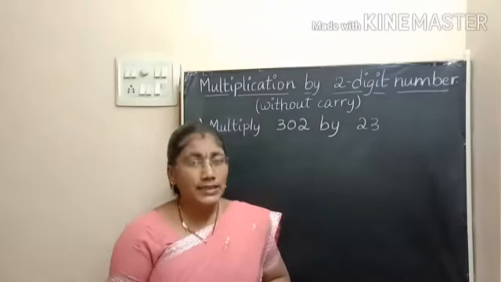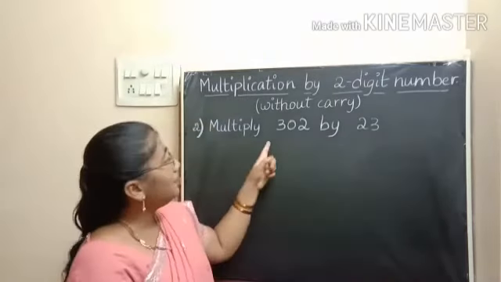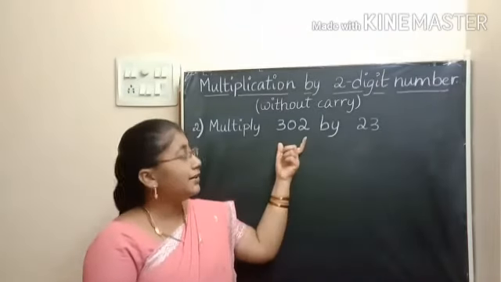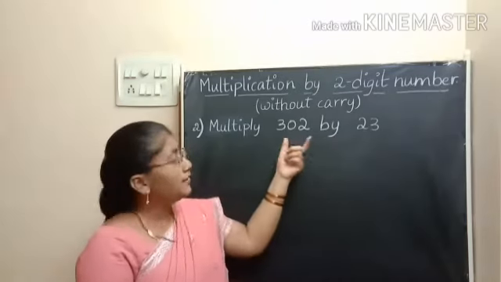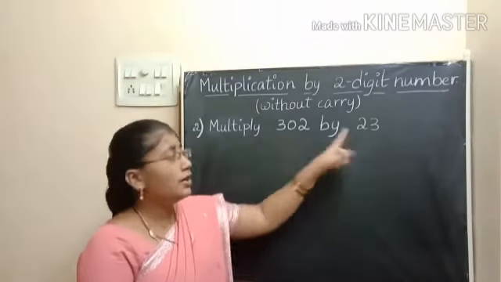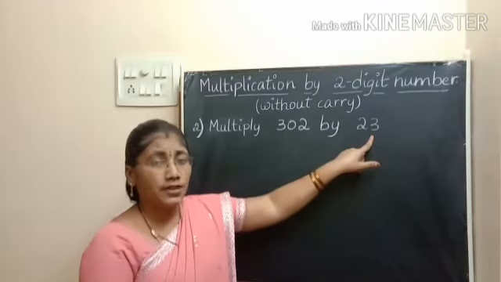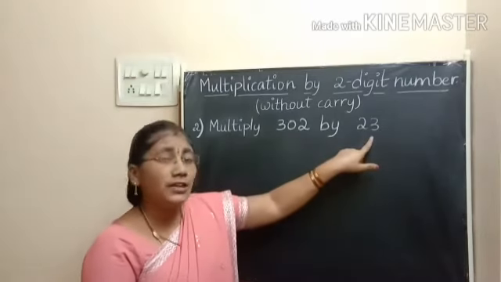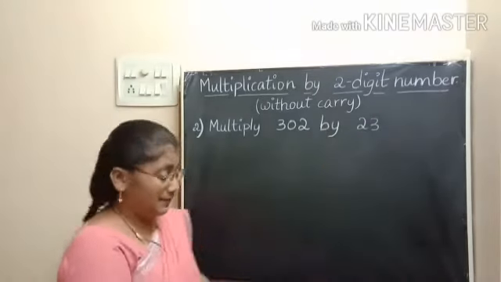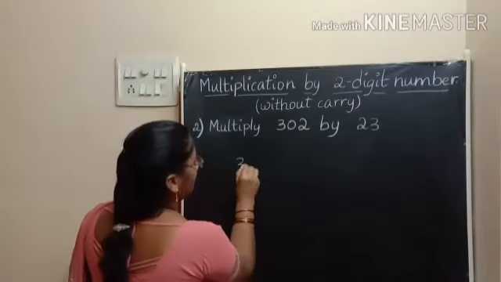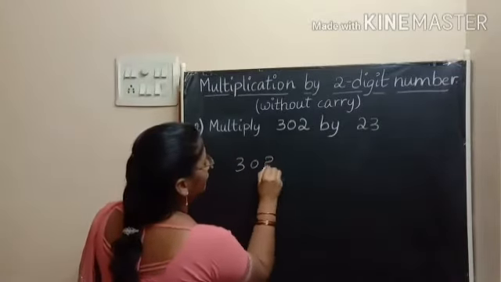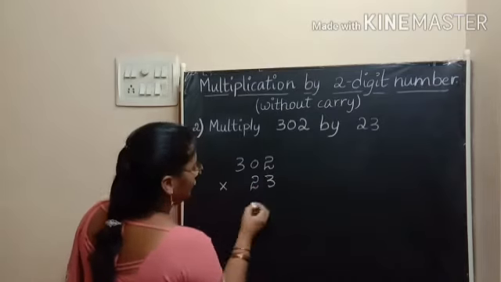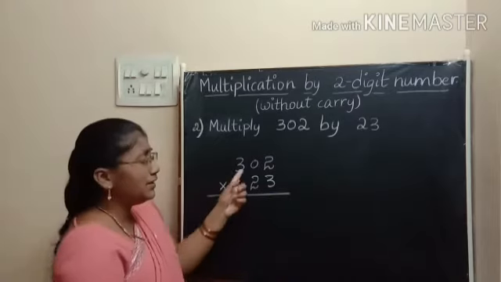Children, the next example is multiply 302 by 23. Here 302 is the multiplicand, 23 is the multiplier. Understood? In the multiplicand we have 3 digits, in the multiplier we have 2 digits. Let us write 302 into 23.